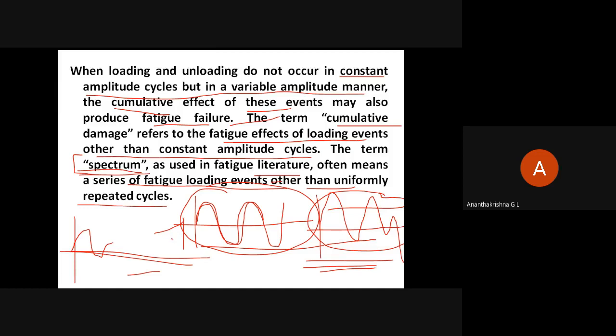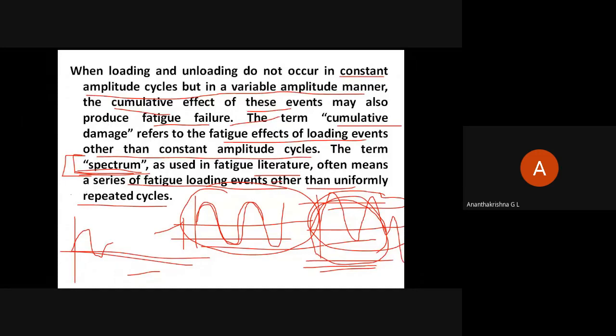In practice, the amplitude will not be constant. The amplitude of loading keeps varying on the machine components. So the cumulative collection of such amplitudes is called a spectrum; in fatigue literature it's called a spectrum. How do we get this spectrum? As I said, if you place transducers and accelerometers near the lathe spindle, connected to an FFT analyzer, you will get the spectrum of vibrations happening on the spindle or bearings of a lathe machine when it is in operation. That is what is called a spectrum, which essentially means a series of fatigue loading events other than uniformly repeated cycles.